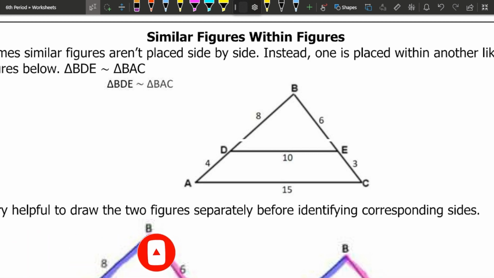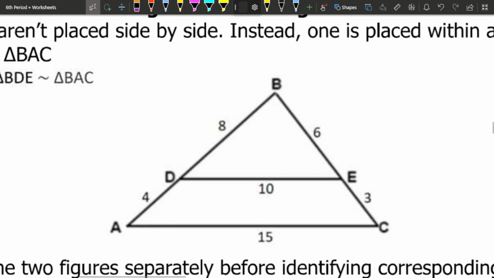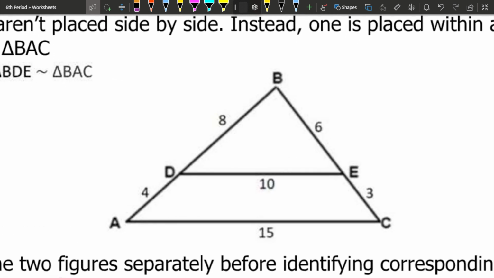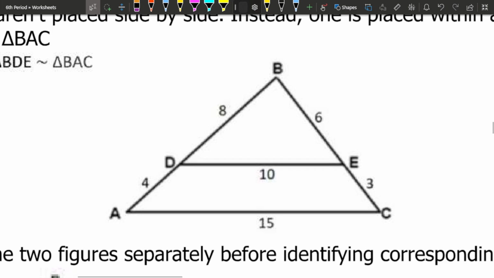Alright, so let's look at this right here. This looks complicated, doesn't it? Yes, sir. Just by looking at it. Hey, I need everybody to stop talking. If it looks complicated, do you think you're going to get questions with this shape in the test? Yes. Most likely. I see it all the time on all tests. So let's pay attention.